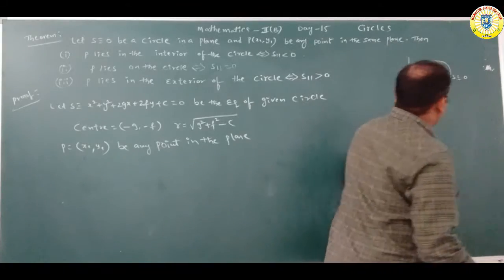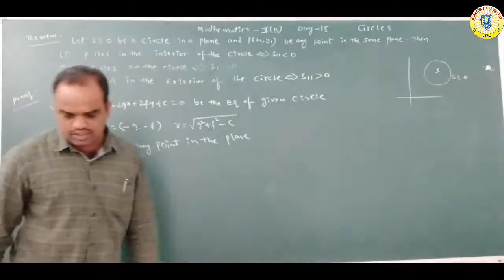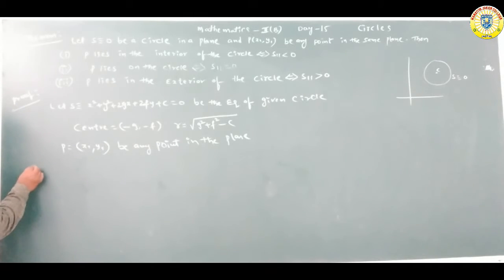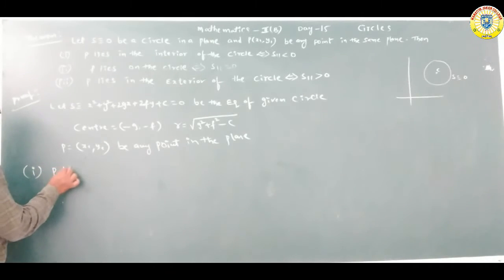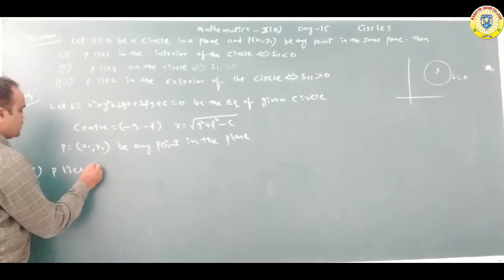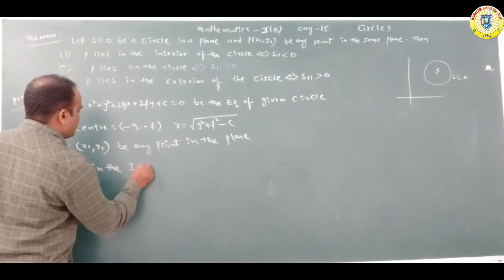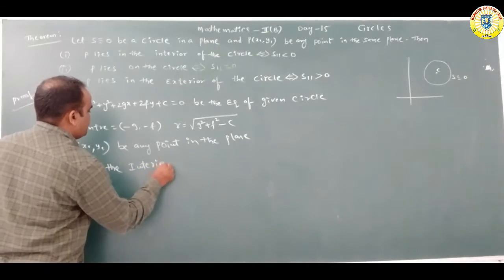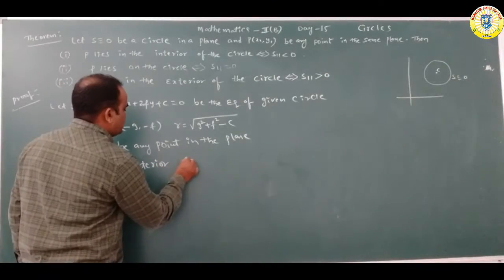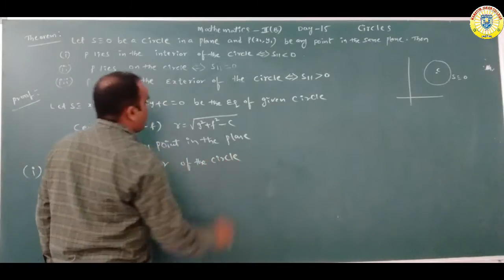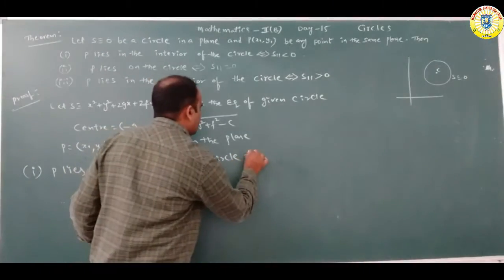Now here, first case, observe this one. What is the first case? P lies in the interior of the circle. This is the first condition we are taking. The point P is in the interior of the circle.